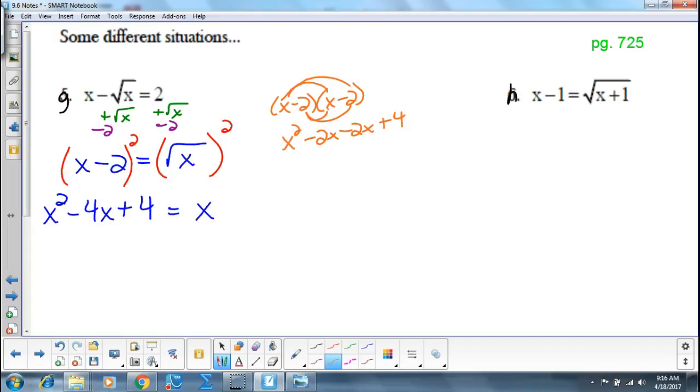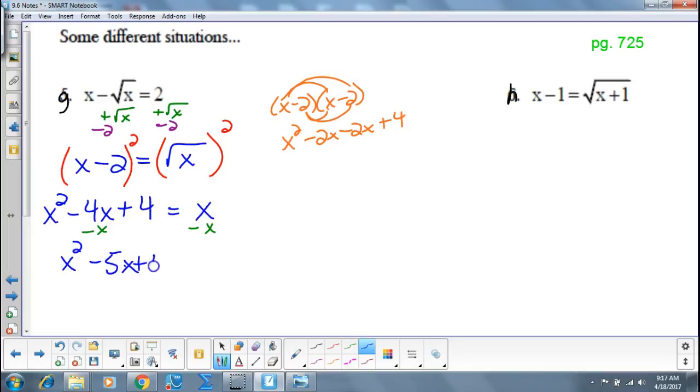Okay? Now, what? Put the x's on one side. Subtract 4. But I've got 2 different kinds of x's. Minus x. Just get everything onto one side, so we're going to get it equal to 0. So that gives me x squared minus 5x plus 4.